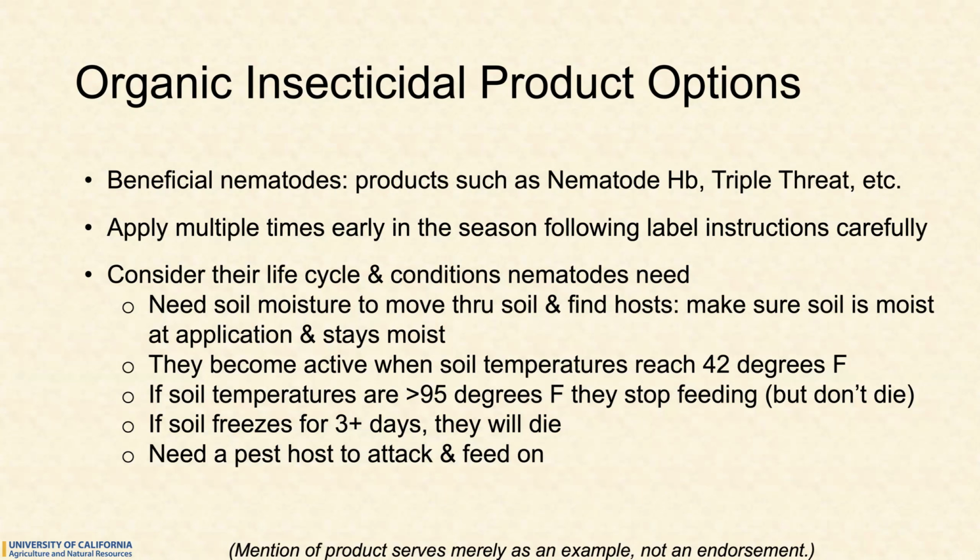We talked about the conditions that cucumber beetles like. On this little list, I'm going to go through conditions that nematodes need in order to do their job and help control cucumber beetle larvae. Nematodes need soil moisture to move through the soil and find their host. If it's really dry, they're not going to like that. They won't be able to move around as much. So you can make sure your soil is moist at application and stays moist. Maybe you apply nematodes right after rain in the early spring or after irrigation.